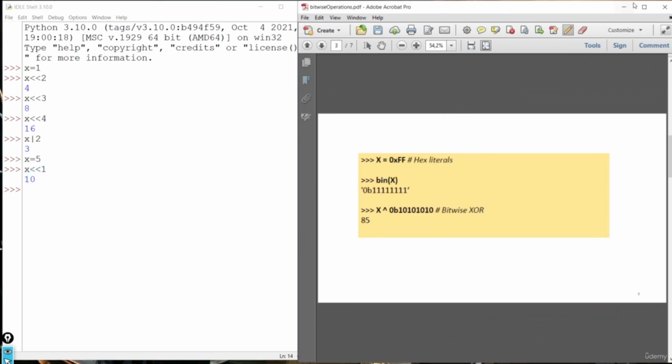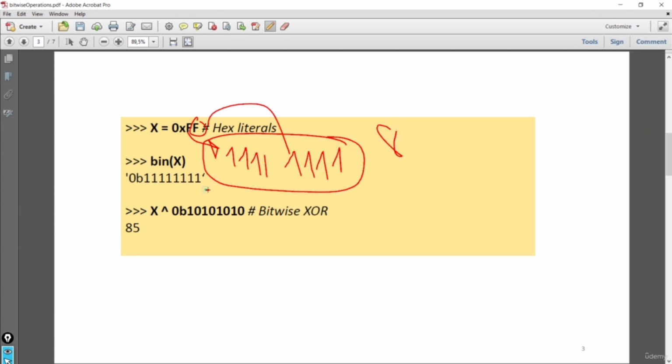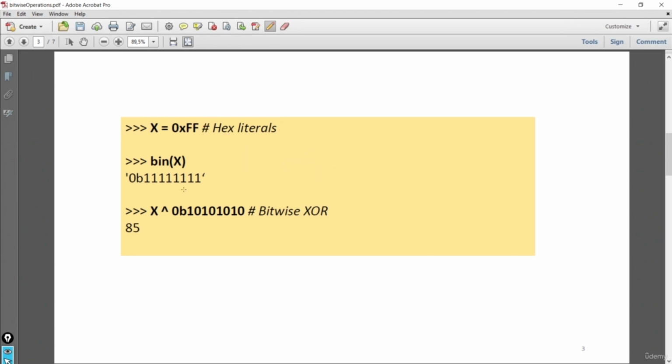Okay, see the next slide. Here we define a hexadecimal number 0xff. We can convert it to binary using the bin prefix, and in f we have 4 ones in binary. For the second f we have another 4 ones, so in total we have 8 ones here in this string. And this symbol is used to take the bitwise exclusive OR of two numbers.